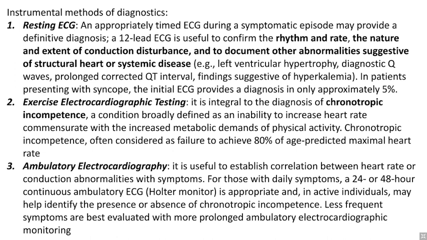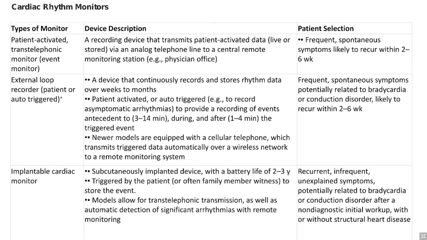If you suspect bradycardia in your patient, what do you recommend? Of course, a standard ECG. You recommend it to diagnose rhythm and heart rate in your patient. Some exercise electrocardiographic testing to diagnose chronotropic incompetence, and ambulatory 24 or 48 hours electrocardiography we recommend.